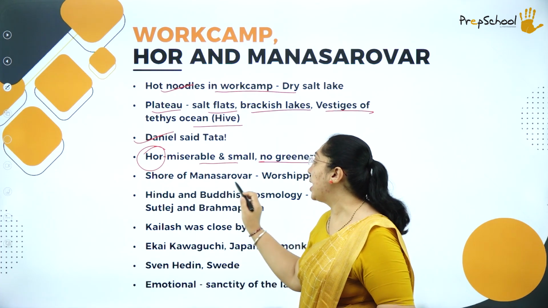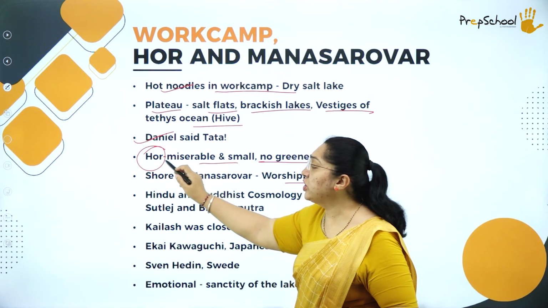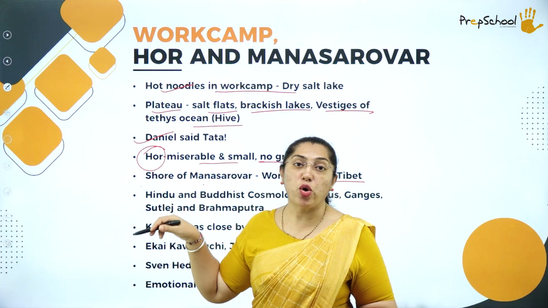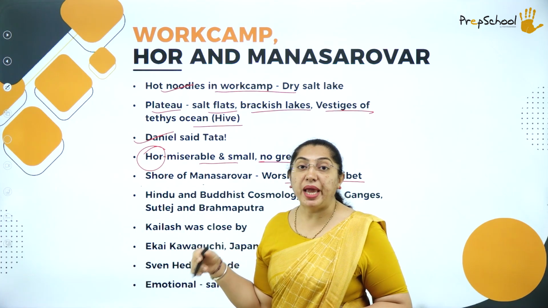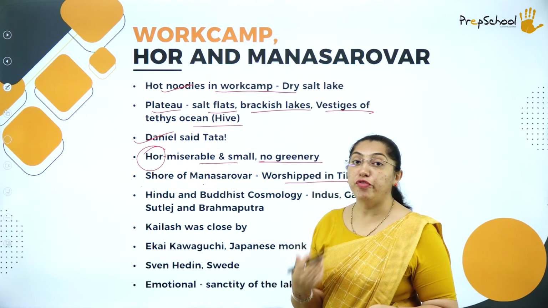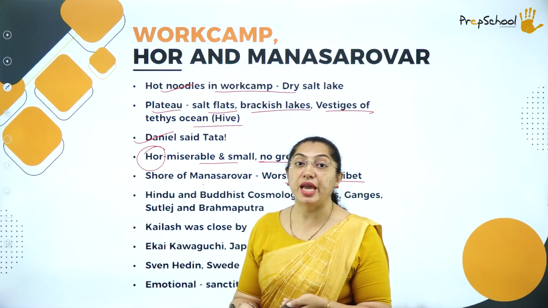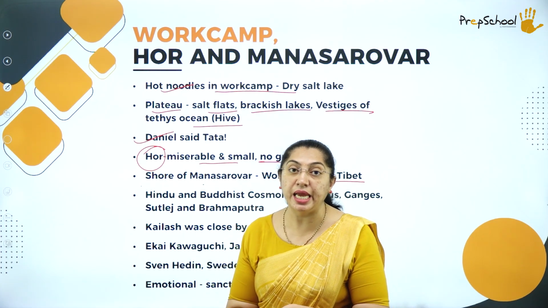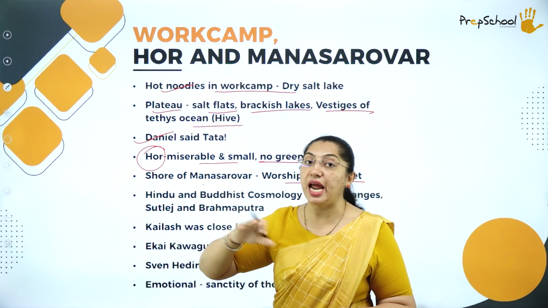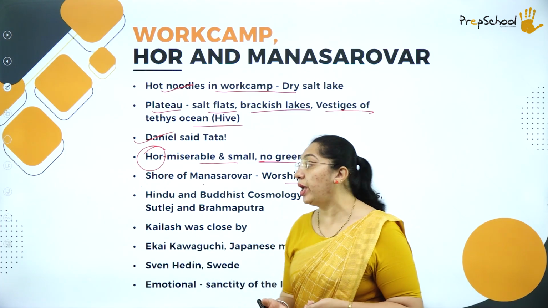Shore of Manasa Sarovara, workshop in Tibet. From Horn, they reached the shore of Manasa Sarovara. From Manasa Sarovara, he could see Mount Kailash looking very close to him. The narrator was seeing everything from the hotel where he had stayed, standing outside on the balcony and viewing the scene. When he views Manasa Sarovara, he feels that Mount Kailash is very close to him.